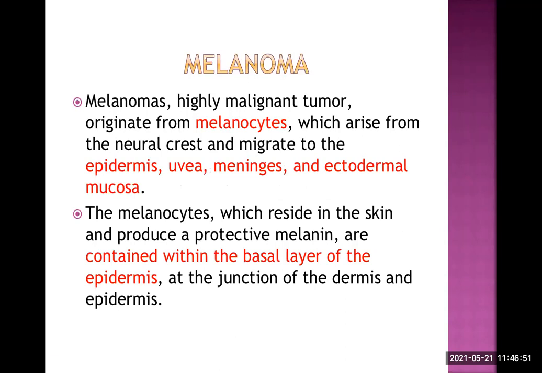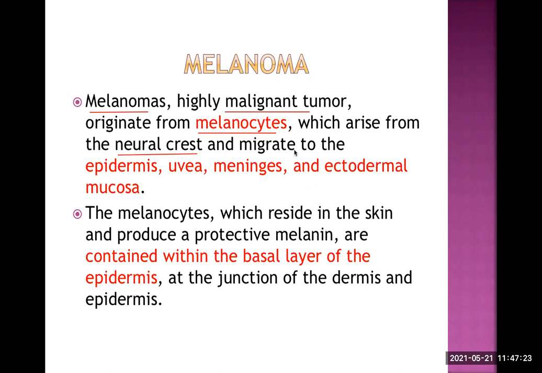Now, the third important type of skin cancer we have is melanoma, or malignant melanoma, whatever we want to say. Both of those are correct terms. These melanomas are highly malignant tumors. They originate from melanocytes, and these melanocytes originate from the neural crest cells. Very important question from the exam point of view. Neural crest cells develop into melanocytes.